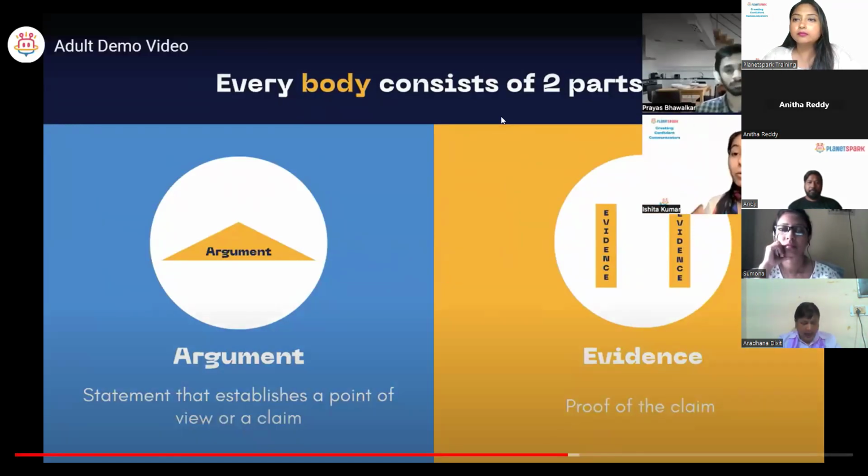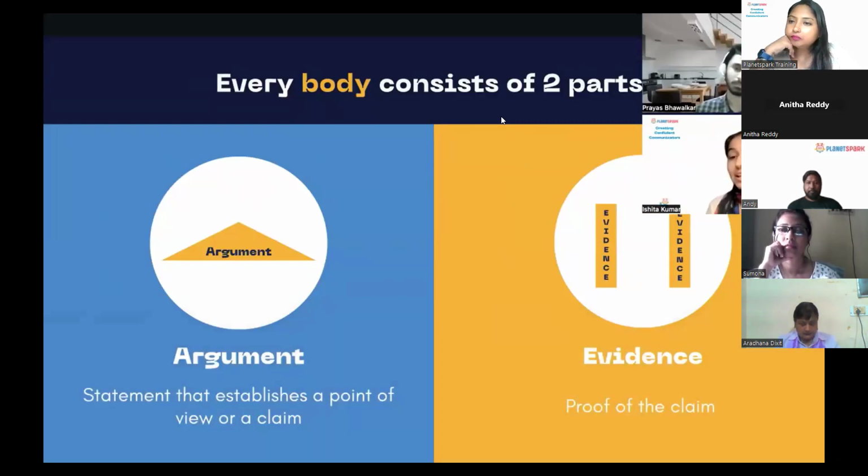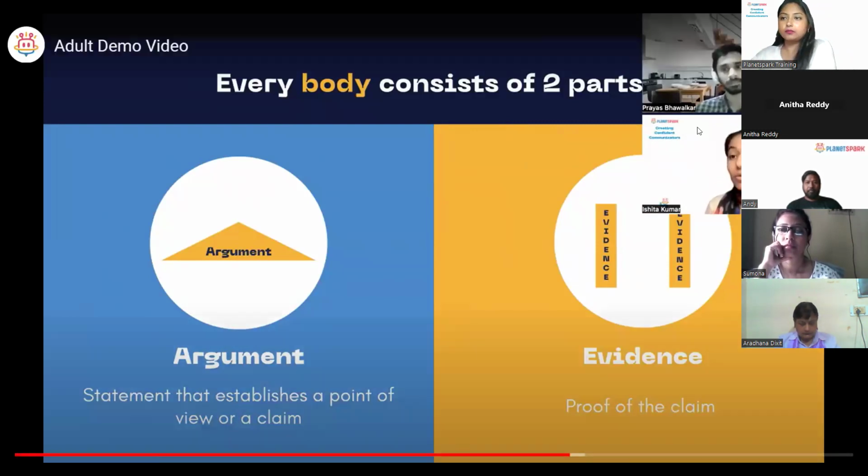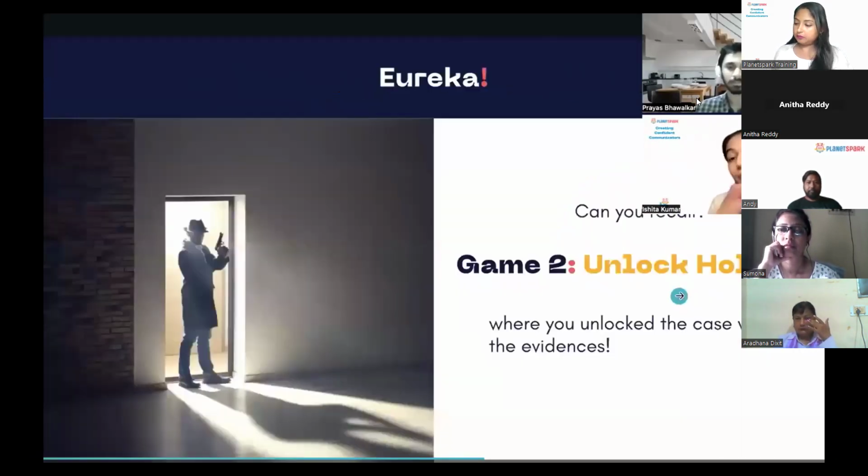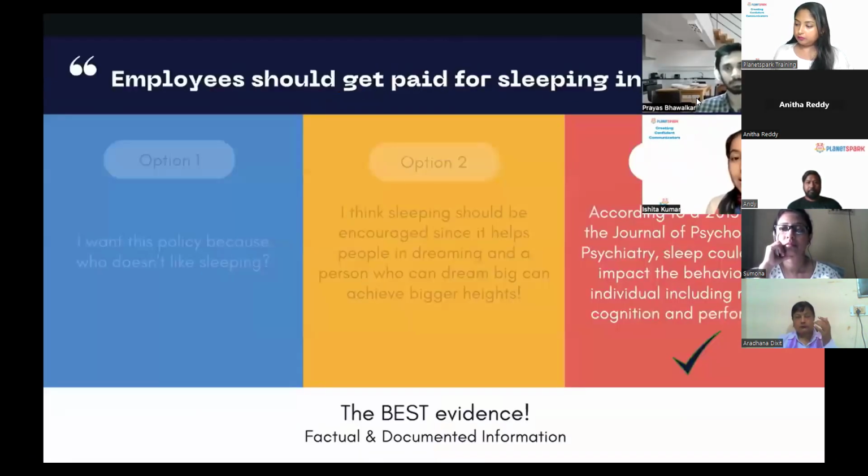Right. Like your claim, or the statement that you want to convey, or you want people to get convinced on. And with an argument, we have to always give it evidence, right? Which you were also trying to identify in the Unlock Holmes game. So you provide a proof, right? So we have already solved two cases.